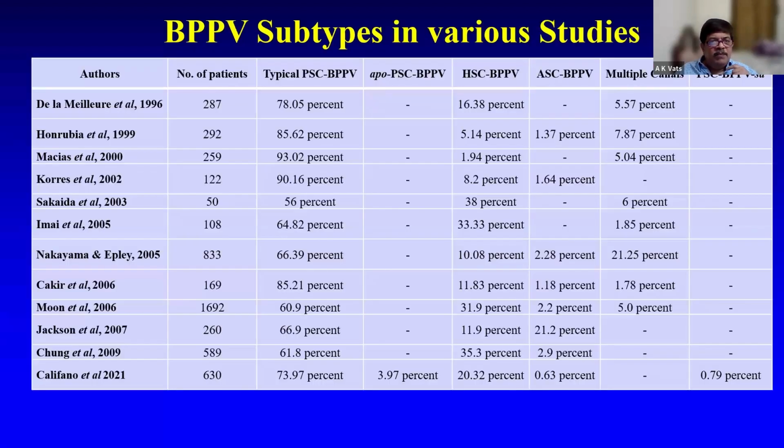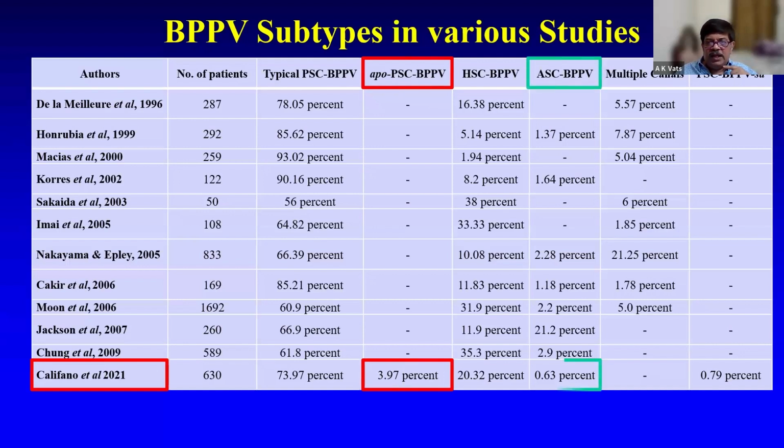So the BPPV subtypes in 12 studies, which I have tabulated here. The latest one from Califano 2021 shows that apogeotropic posterior semicircular canal BPPV is around 6 times more common than anterior semicircular canal BPPV. Unfortunately, apogeotropic variant of the posterior semicircular canal BPPV does not find a place in the international classification of vestibular disorders of the Bárány Society. But it doesn't solve our problem as clinicians. We see more apogeotropic variants, much more than the anterior canal BPPV variants.